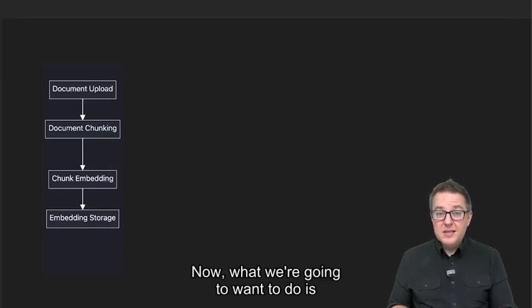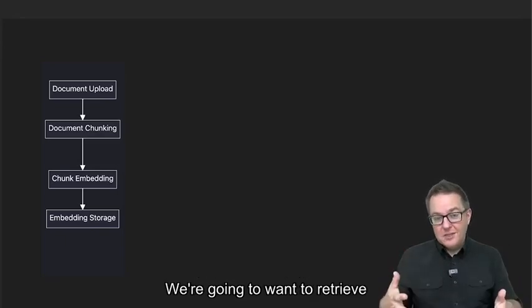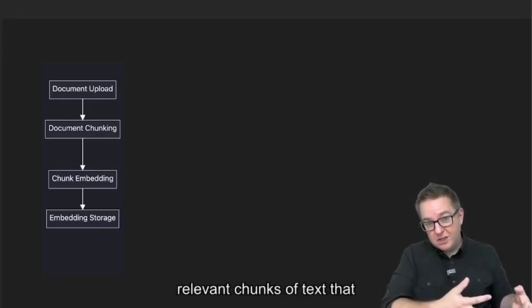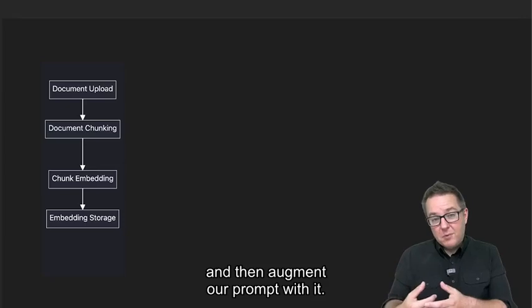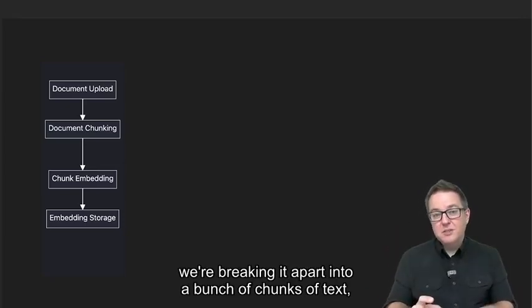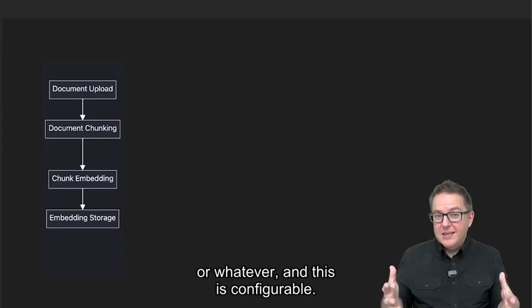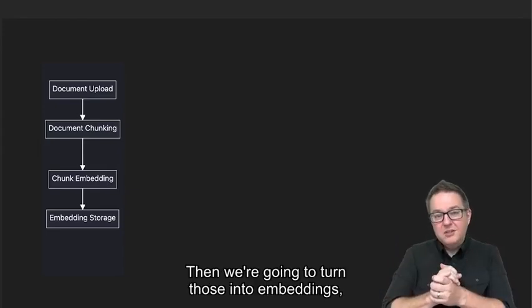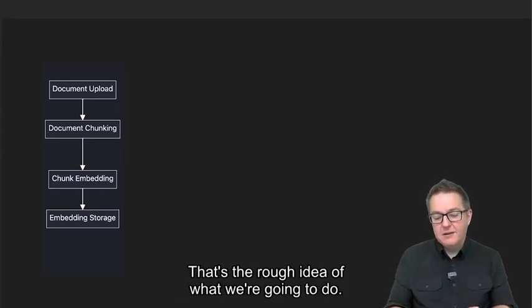Now, what we're going to want to do is augment our prompts. So we're going to want to retrieve relevant chunks of text that we've uploaded from that document and then augment our prompt with them. So what we're doing is uploading the document, breaking it apart into a bunch of chunks of text, either a paragraph or sentence or whatever, and this is configurable. And then we're going to turn those into embeddings and store it all so that we can search it. That's the rough idea of what we're going to do.